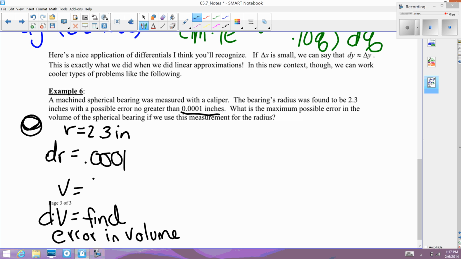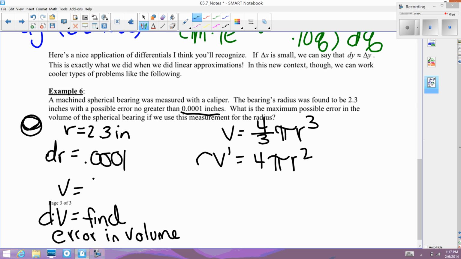All right, so hopefully you remember the volume of a sphere. It's 4/3 pi r cubed. Take the derivative of that. It's 4 pi r squared. So I'm going to write it in the other notation. All right, dv equals 4 pi r squared dr. Plug in the values that we have. Actually, I want to write this so you can see it.